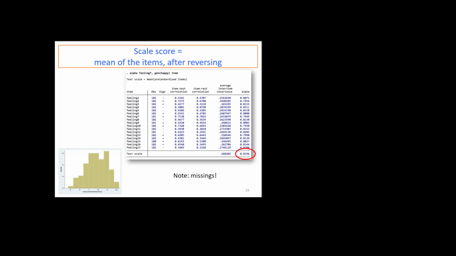And something that's important to note is that alpha also includes the missings. So if a participant did not fill in items 1 to 5, for example, then the scale score is also calculated for that person, but then just on feelings 6 to 17.